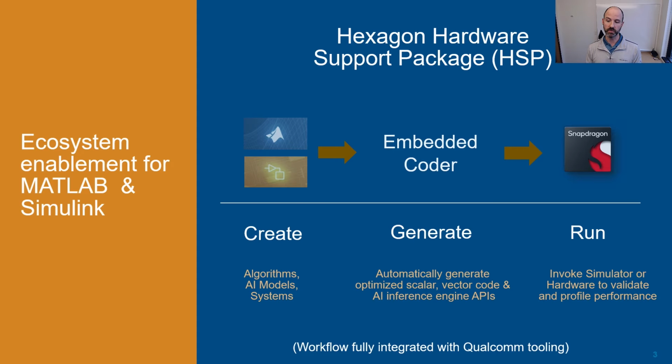The generated code is going to be well optimized because it's taking advantage of scalar and vector code optimizations, as well as the AI inference engine APIs that access the embedded neural processing unit, or eNPU, that runs on the Hexagon processor. The tool fully integrates Qualcomm's tools into MATLAB and Simulink, which means that an existing MATLAB or Simulink user doesn't have to be familiar with the Qualcomm tools in order to deploy their algorithms. You're going to be able to get production quality code, and you're going to be able to run that code directly on the Hexagon simulator or a Hexagon hardware target.